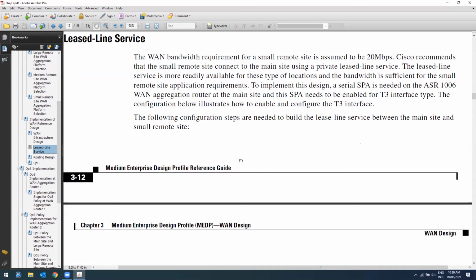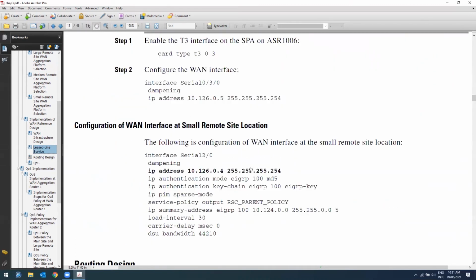To implement this design, a serial SPA is needed on the ASR 1006 WAN aggregation router at the main site, and the SPA needs to be enabled for T3, okay, tier 3 interface type. The configuration below illustrates how to enable and configure the tier 3 interface. Okay, again, we have the configurations.